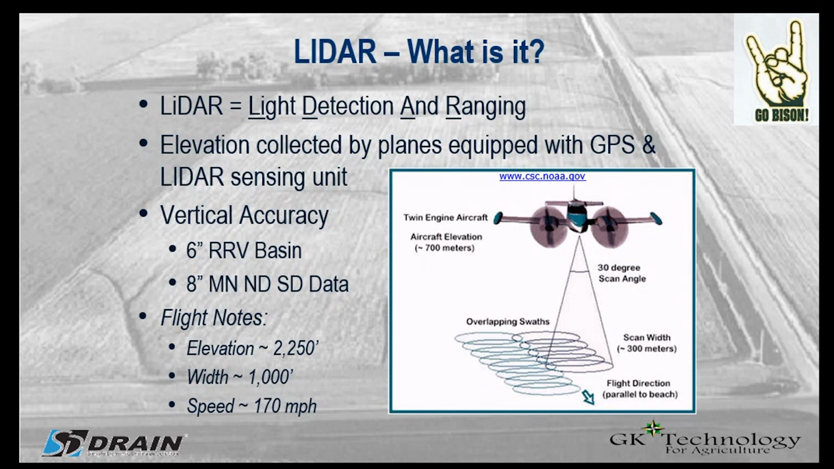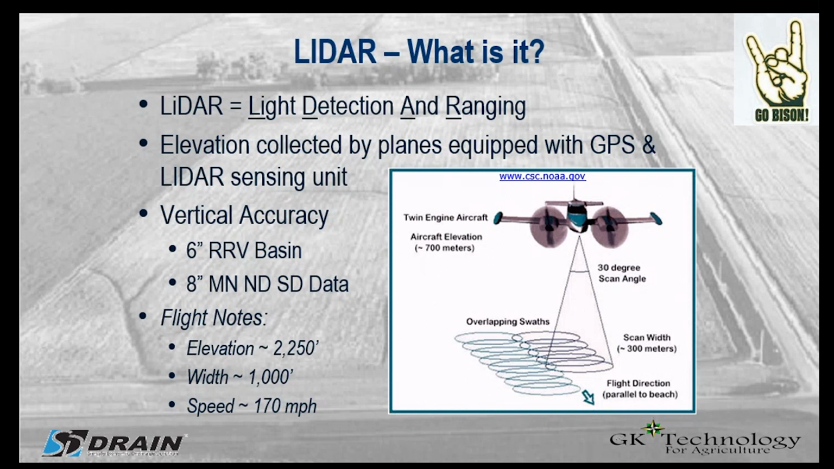The first data set that was flown in the Red River Valley around the 2008 timeframe had a 6-inch accuracy, which doesn't sound very impressive, but what I'm talking about is 6 inches from Wahpeton to Winnipeg.